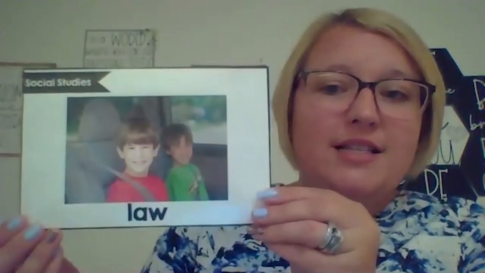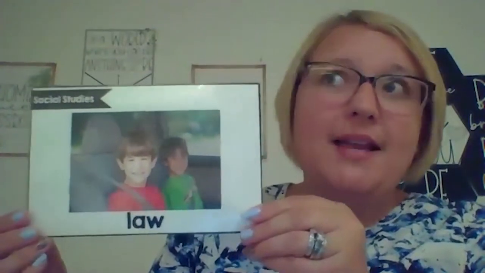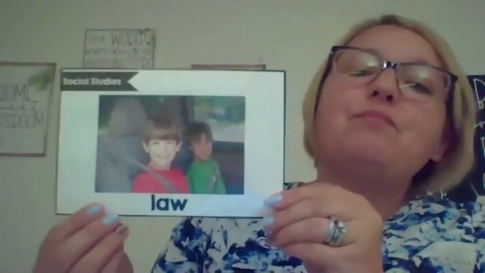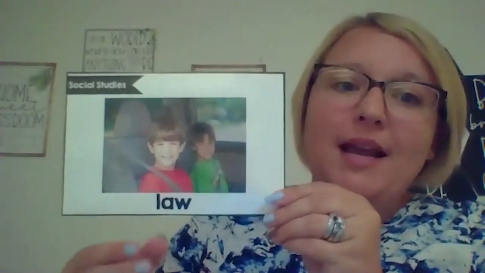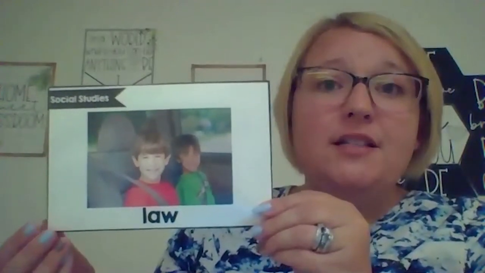Now, another word that we're going to learn about today is the word law. Does anybody know what a law is? Great. A law is a set of rules. Okay, so we know that a rule is just a guide to how we should behave in certain situations. But a law is a set of rules that everybody has to follow, that our government, like your city or your state or even the president, makes up. Okay, so a law is something that everybody has to follow, and it's the same for everyone. But a rule is something that could be different depending on the situation.